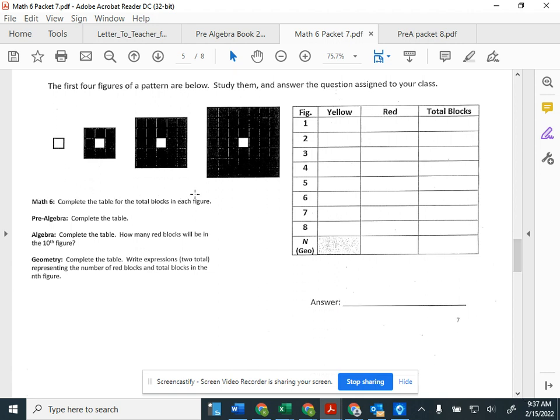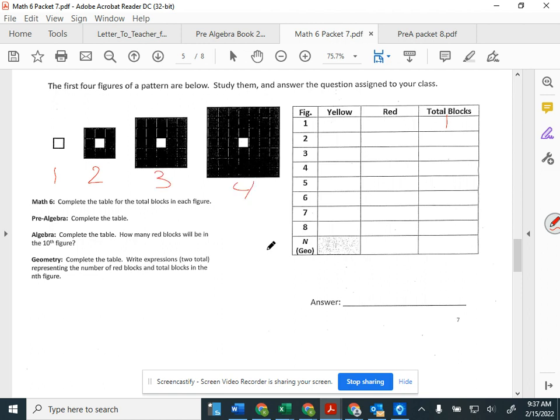Complete the table for the total blocks in each figure. So this is one block. We don't need to know that it's yellow or red because it's a block. How many blocks are in figure number 1, Nolan? 1. Oh, so this is figure 1, this is figure 2, figure 3, figure 4.